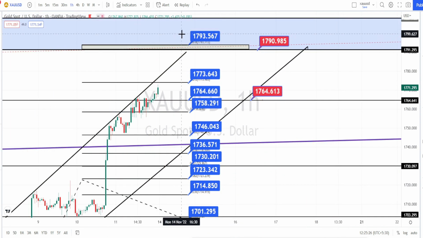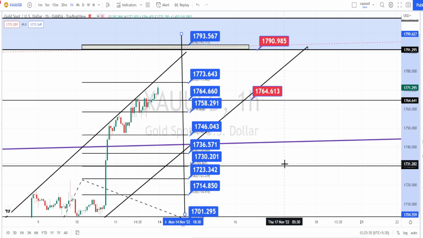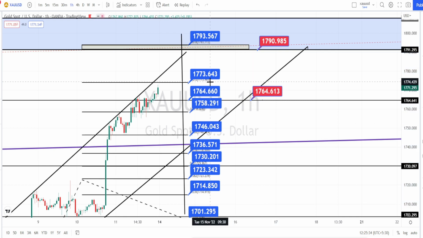So the values within these blue color boxes are the resistance and support levels for current price action in hourly time frame. Currently the price action is trading between the resistance level of 1773 and support level of 1764. And if the price action breaks this resistance level of 1773, we can expect the bullish trend to continue, and the next level of resistance is going to be around 1793 to 1790.